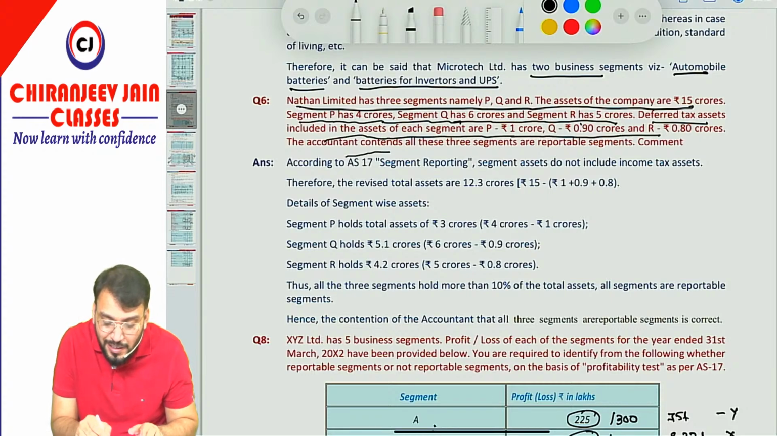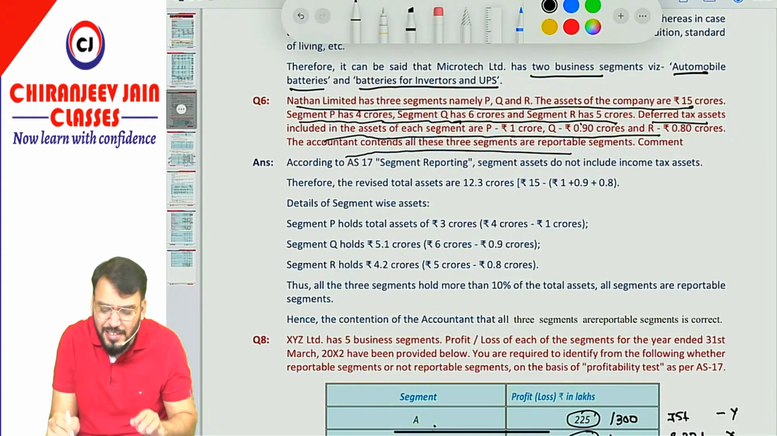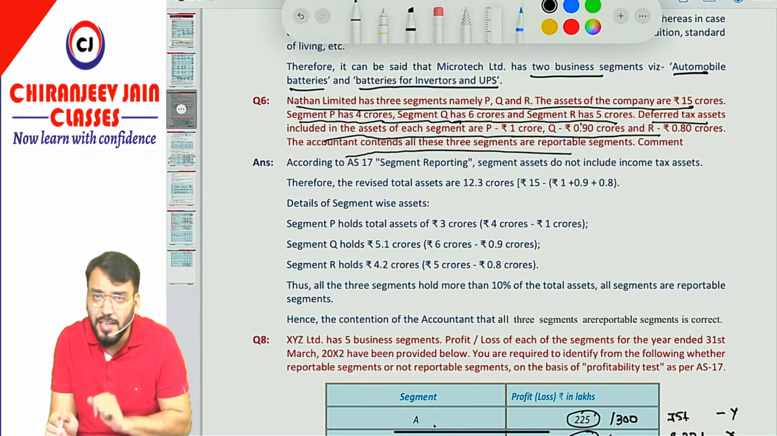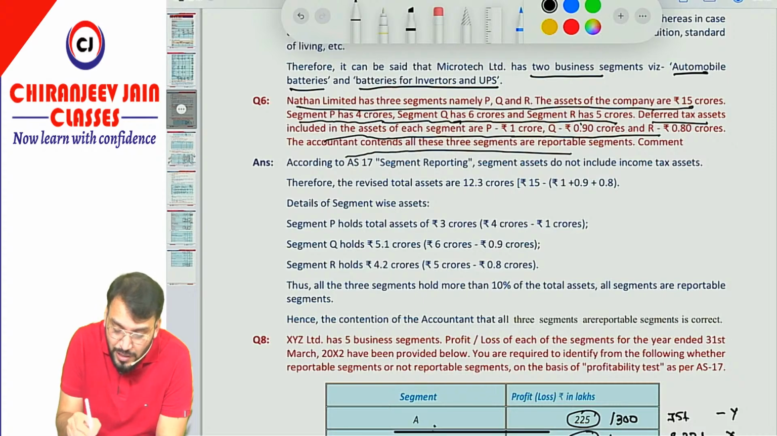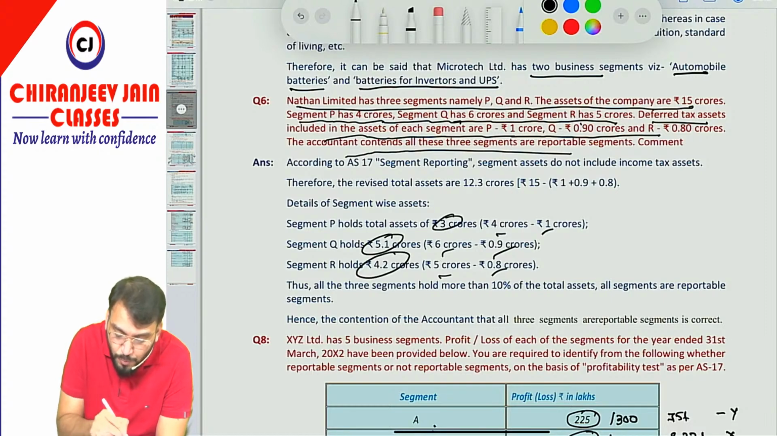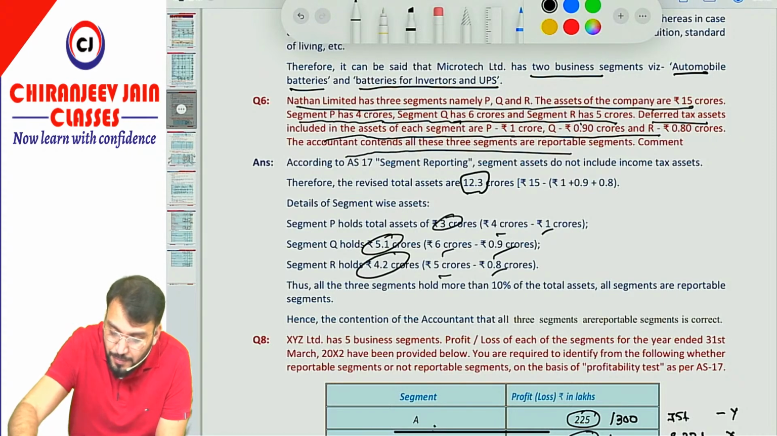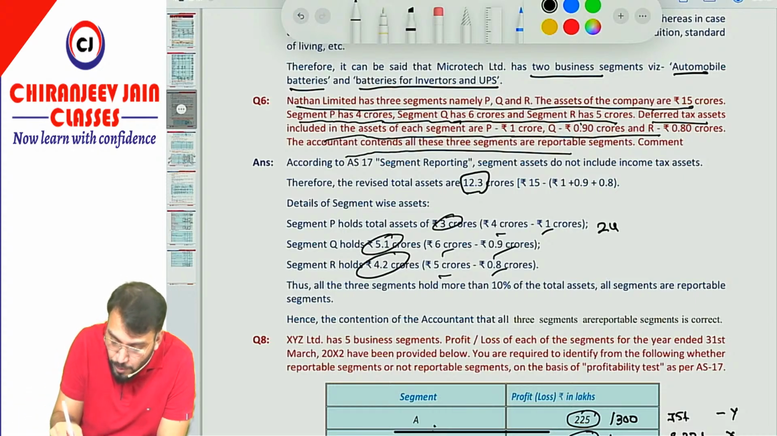The accountant contends all these three segments are reportable. But can I say segment assets should not include deferred tax asset? So therefore they are deducted. You can see 4 minus 1, 6 minus 0.9 and 5 minus 0.8. So this becomes 3, 5.1 and 4.2. Now the total is coming how much? 12.3 crore. Now you need to find out percentage. So 3 divided by 12.3, it is coming 24%, reportable.